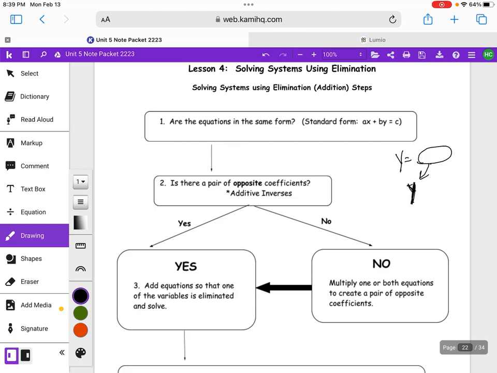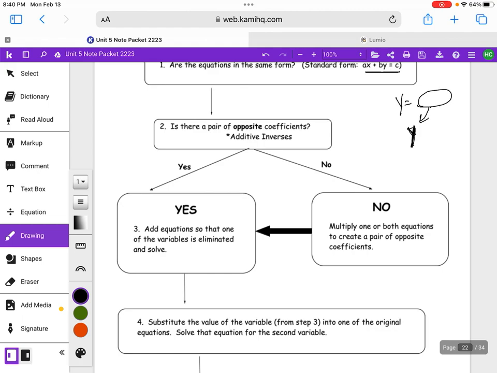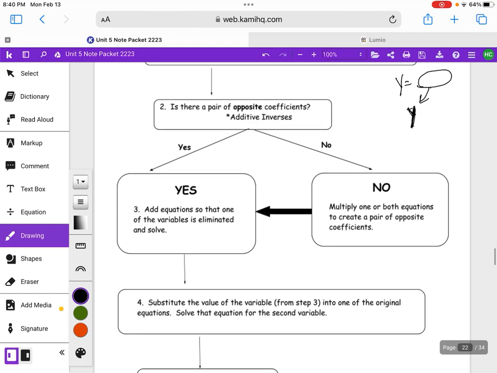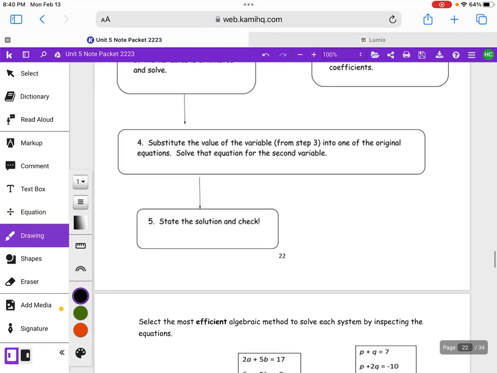This one is going to be when one variable is not alone. So it's going to be something like this, ax plus by equals c, where a, b, and c are probably numbers. Are they in the same form? They're usually lined right up. Is there a pair of opposite coefficients? Look for those, like one has a -2 and one has a +2, or one has an x and one has a -x. If yes, then you want to just add the equations so that one of them is eliminated. If not, then you're going to multiply one or both equations to create a pair of opposite coefficients. And then you're going to substitute.